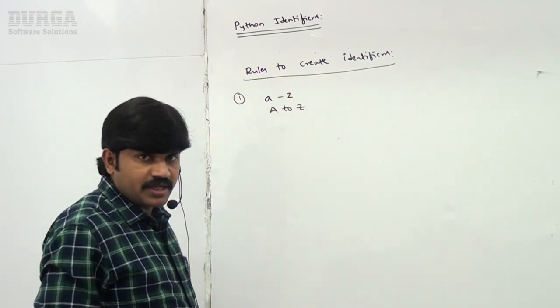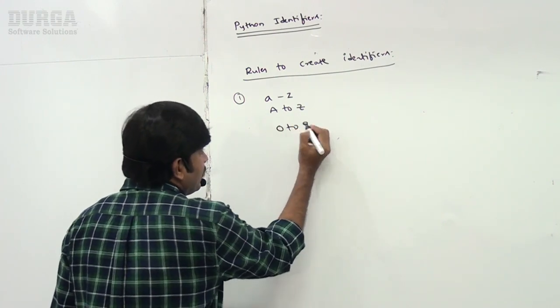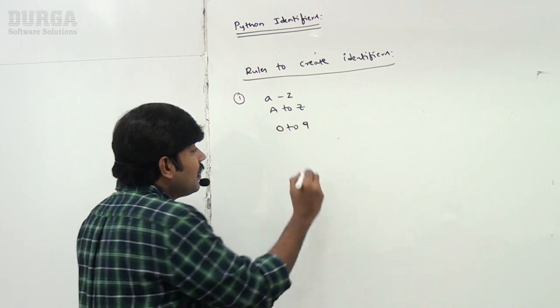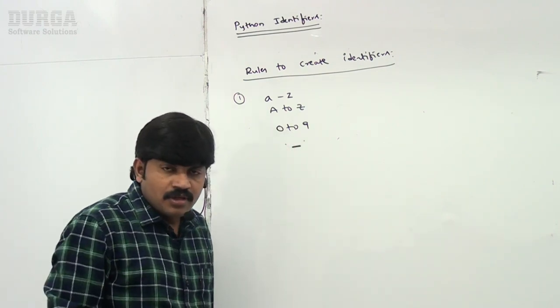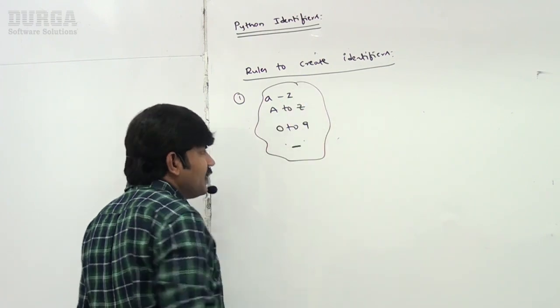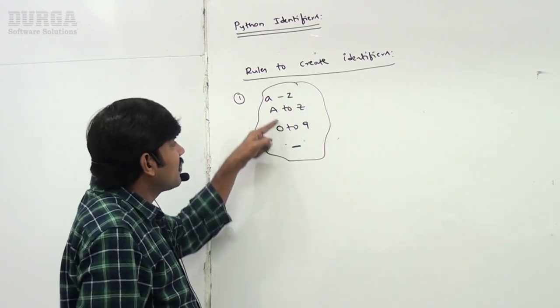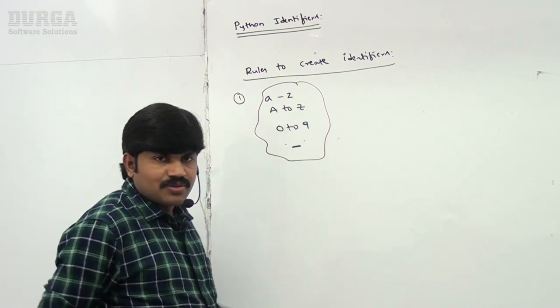Either small a to z or capital A to Z alphabet symbols are allowed. Digits, 0 to 9, are allowed. Next, the underscore symbol is allowed. Are you getting it? The only allowed characters in Python identifiers are these: a to z, capital A to Z, 0 to 9, and the underscore symbol.